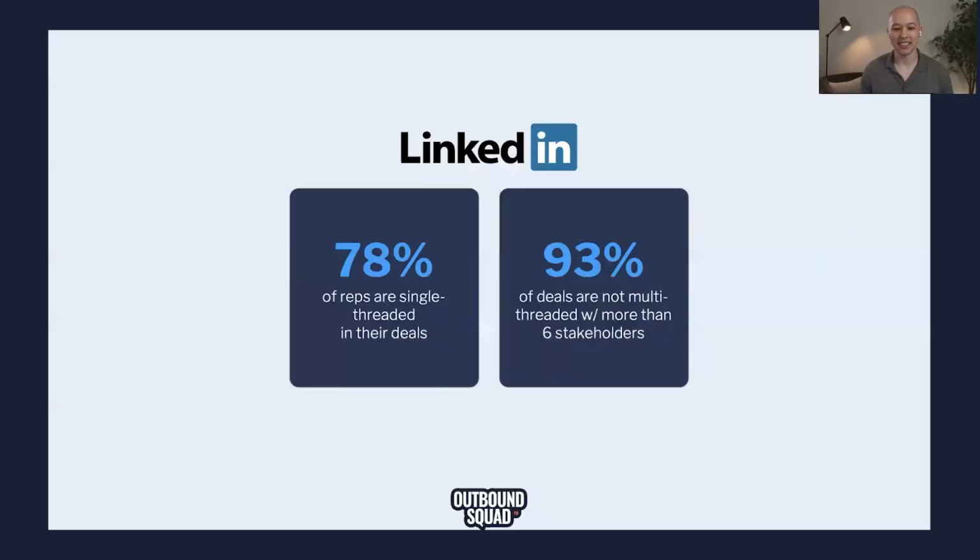Yep. I would say if you're SMB versus enterprise, you're going to have a difference there. But yeah, 78%. It is a big study that LinkedIn did. And for the enterprise deals, what they found is that 93% of deals are not multi-threaded with more than 6 stakeholders, which, for anyone selling enterprise, there's a dozen or more stakeholders. So why is this a problem?